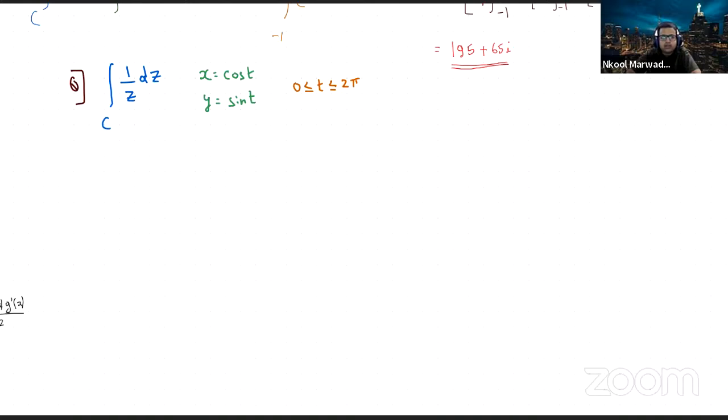So the first thing is to get the equation for the contour. So z of t is equal to x plus i y, so cos t plus i sin t. Now we can visualize it very fast.